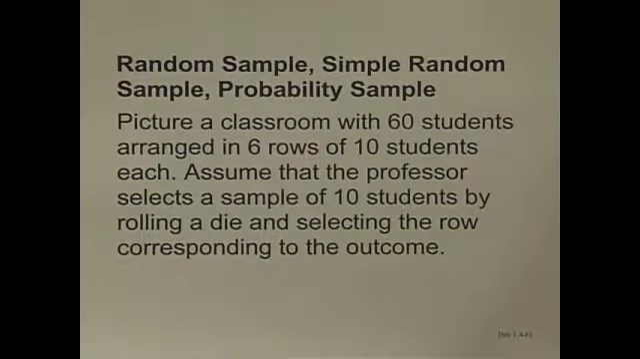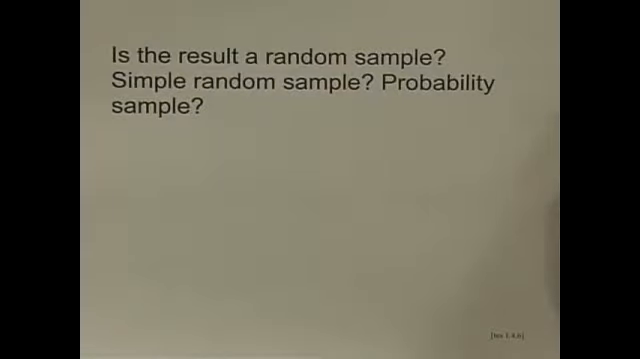We also have a random sample, simple random sample, probability sample example, as we just talked about those definitions. So let's picture a classroom with 60 students arranged in 6 rows of 10 students each. Assume that the professor selects a sample of 10 students by rolling a die and selecting the row corresponding to that particular outcome. So looking at this, then what we'd want to determine from those 60 students in the 6 rows with 10 students in each row is, would this give us a random sample, a simple random sample, or a probability sample?